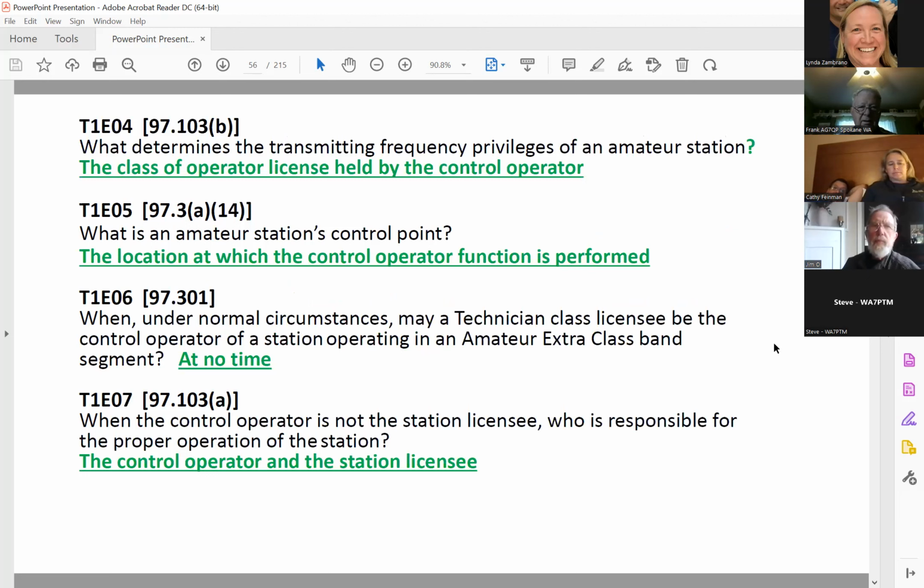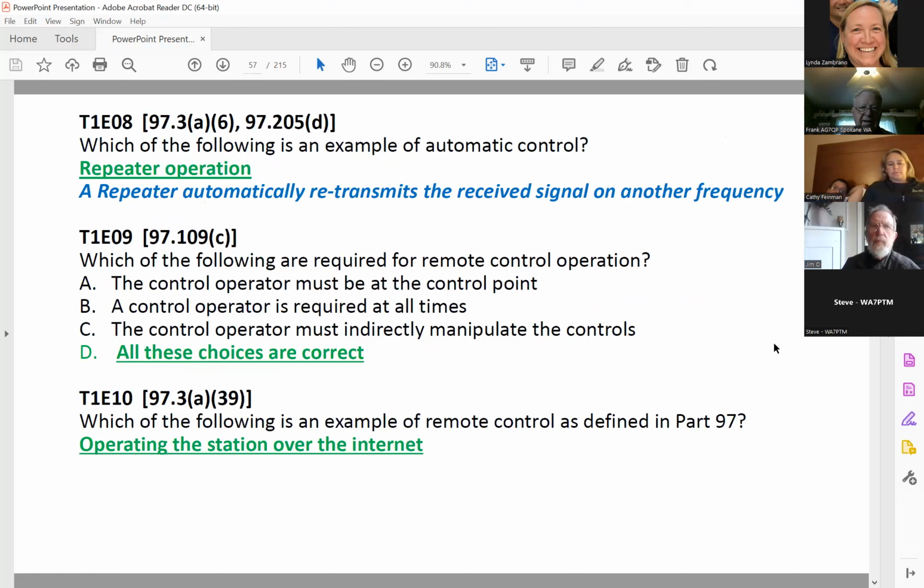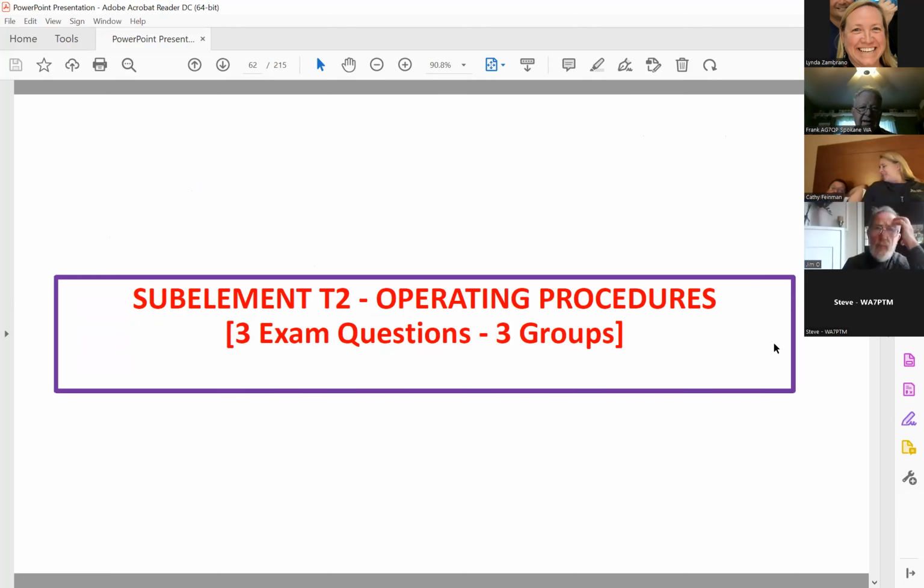Okay, that's T1, which is primarily commission's rules. And like I said, a lot of that is just rote memorization. In a lot of cases, there's no rhyme or reason. You just have to know what the rules are.